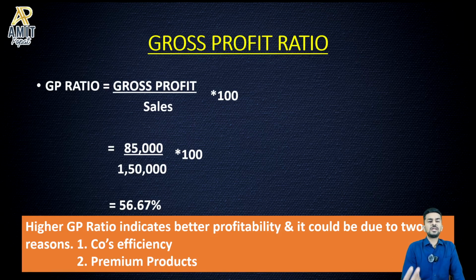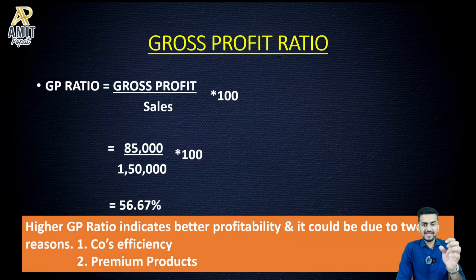Now, a higher GP ratio can arise because of two reasons. See, you need to understand this. In this particular video, definitely you're understanding the formula, you're learning that it is very important and you should learn that. But more than that, according to me, what is more important that you should learn is the interpretation of each and every ratio.